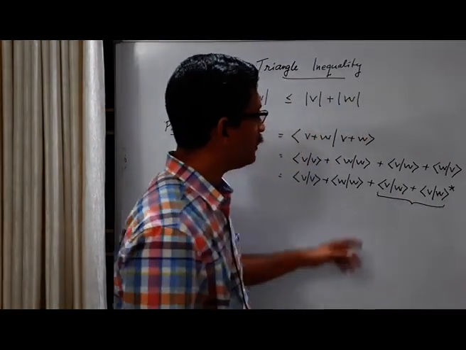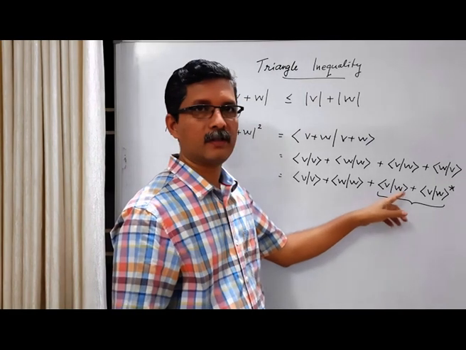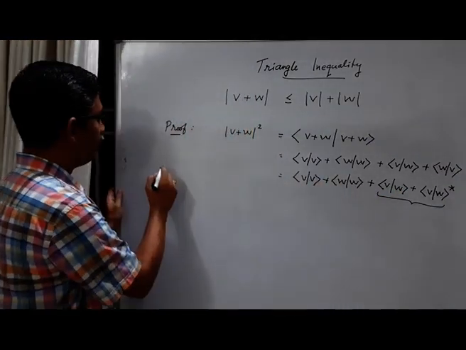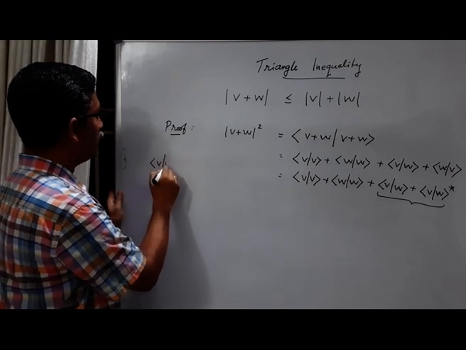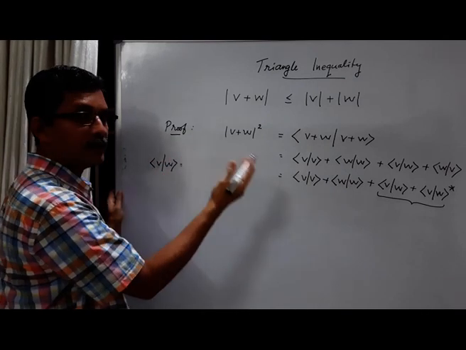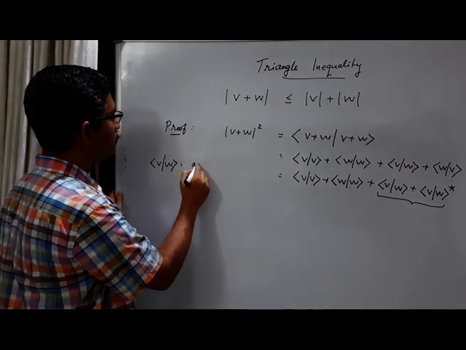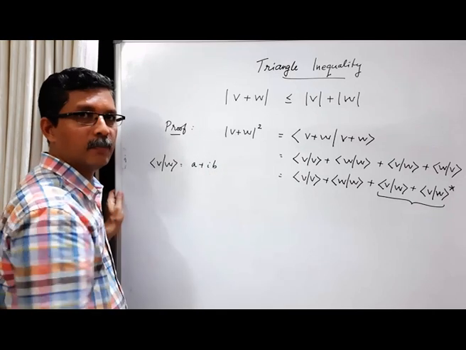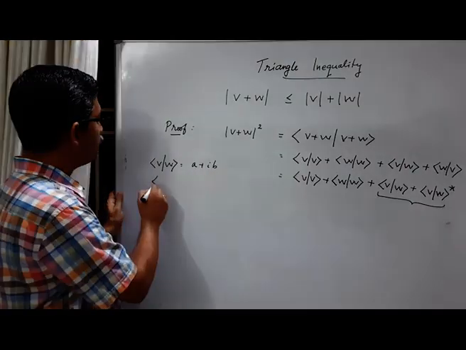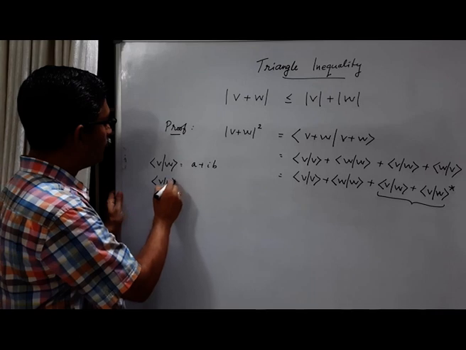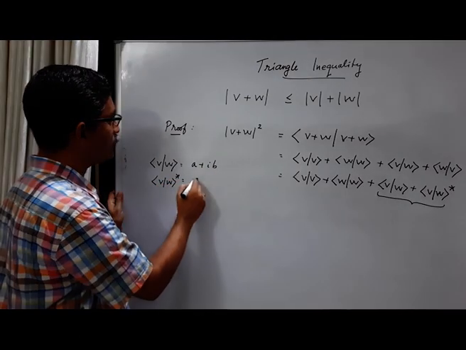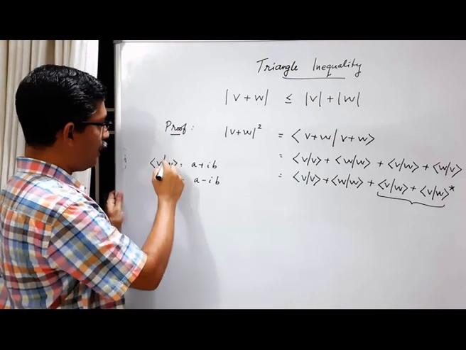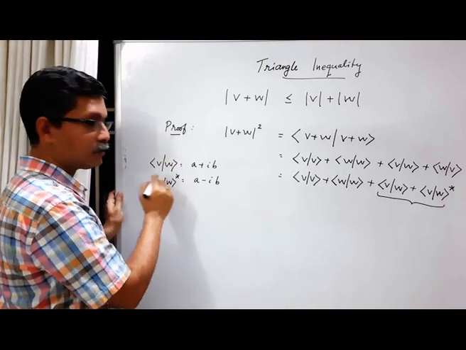Remember, the inner product of a vector with another vector is in general a complex scalar. So this inner product of v with w, suppose this is a complex scalar, something like a plus ib, a real part and an imaginary part. Then the inner product of w with v is the complex conjugate of this complex number, so a minus ib.